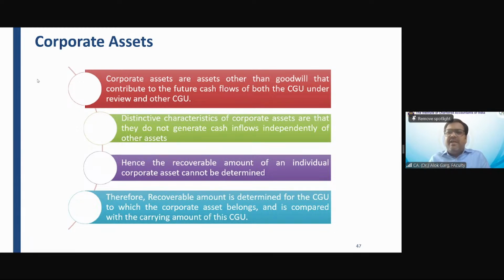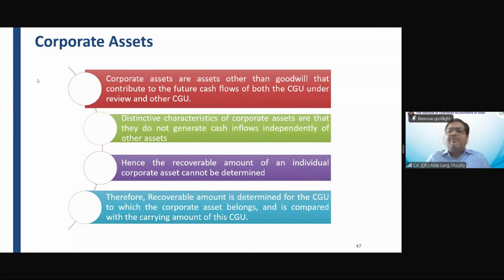So if I say the corporate building is like a cost center and the factory building is like a profit center, it means the factory building is generating cash flows, but is the corporate building generating cash flows? आप कॉर्पोरेट बिल्डिंग का वैल्यू इन यूज निकाल पाओगे? No. Because this is not generating any cash flow. The factory building is generating because it helps in production. But you cannot compute the recoverable value, or the value in use, for the corporate building.